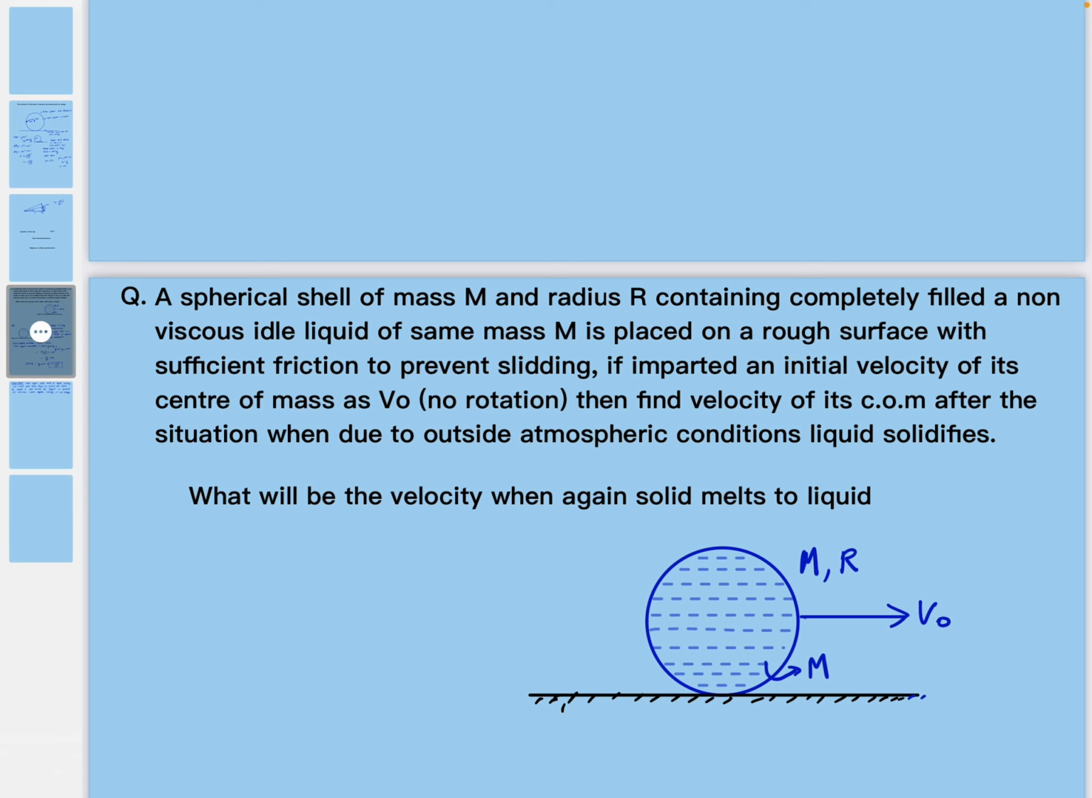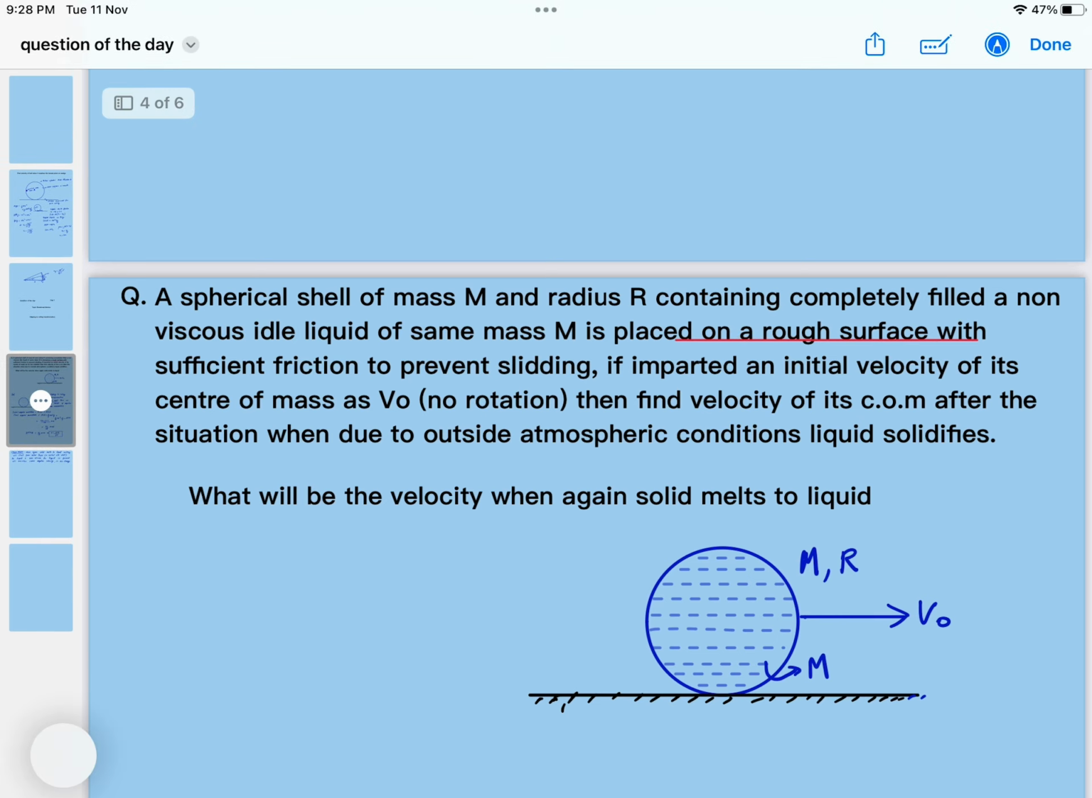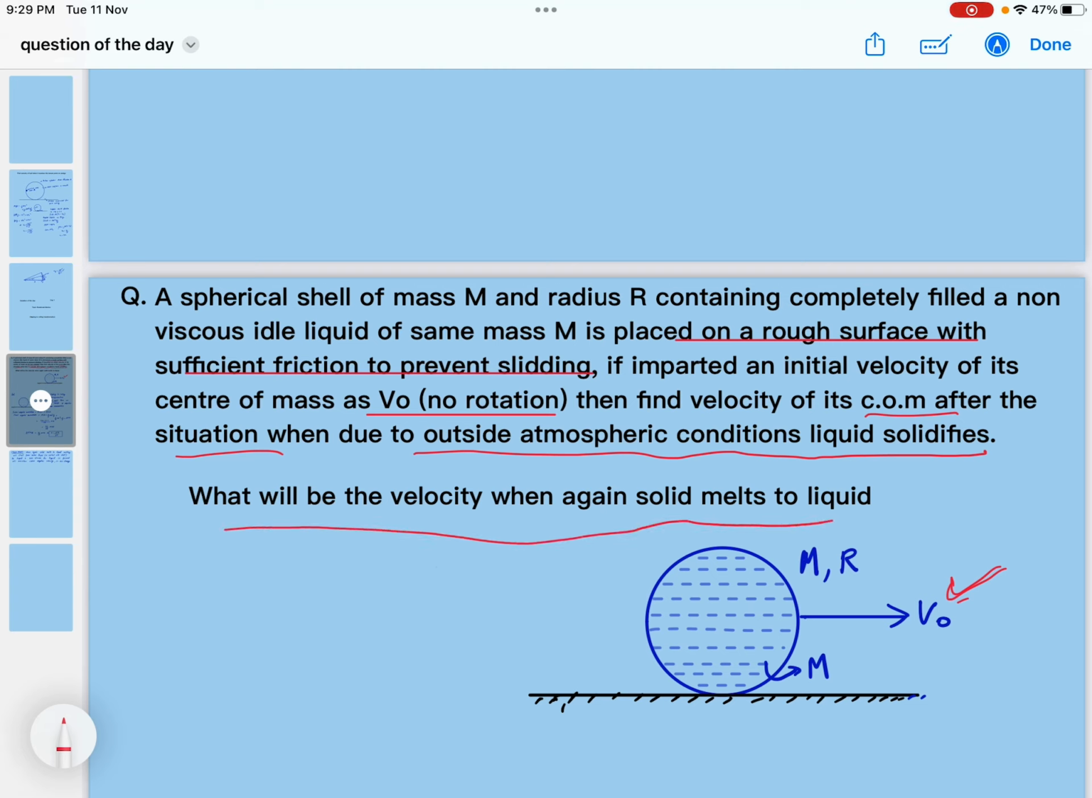Now, a spherical shell of mass m and radius r, completely filled with a non-viscous ideal liquid of the same mass m, is placed on a rough surface with sufficient friction to prevent sliding. If imparted an initial velocity v0 of its center of mass, no rotation, means only translational velocity you are giving without any rotation, then find the velocity of its center of mass after the situation when, due to outside atmospheric conditions, the liquid solidifies. Means when liquid is converting into solid, at that instant we need to find the velocity of center of mass. What will be the velocity when again the solid melts to liquid, right? For this point only I have included this question for you, because here is going to be our crux point for this second part.